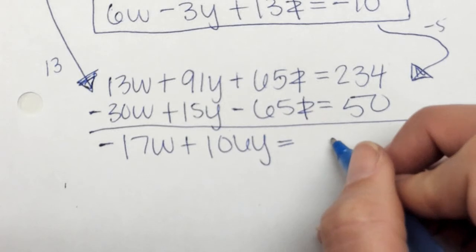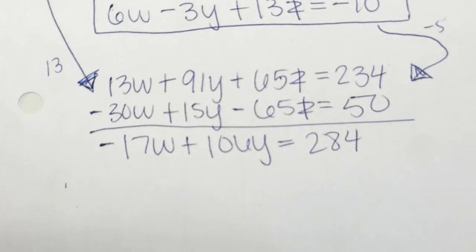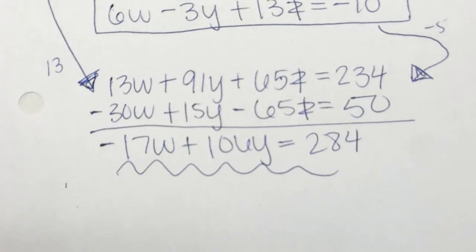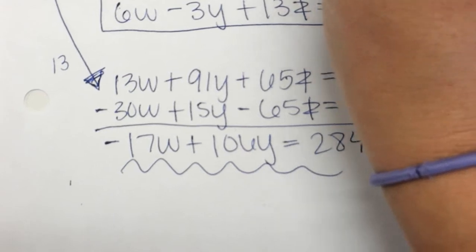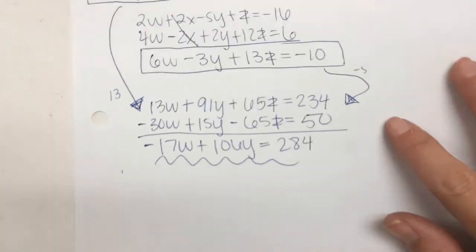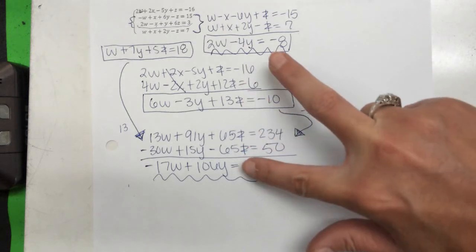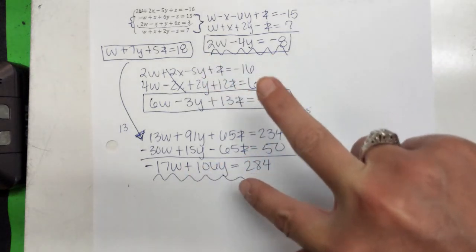Equals? Alright, I want you to squiggly line this one so that way we can keep them separated. What do we do with this one? Which one? This one, right? Good. And I knew that because they both have two variables, W and Y.